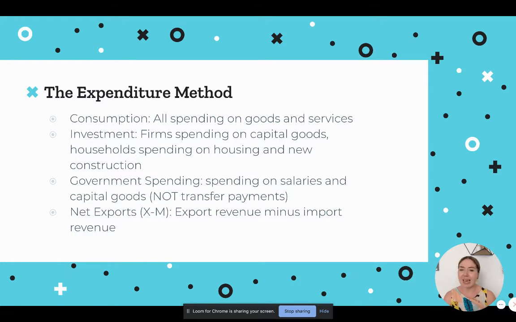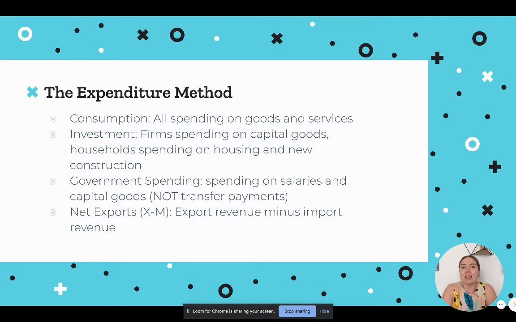Government spending, again, generally easy. It's the spending on salaries and capital goods. But you need to note it does not include transfer payments. So transfer payments are the payments that governments make to support the community. So that's payments like pensions to the elderly, disability pensions, welfare for people who are unemployed. That does not get counted because it's not considered output. Our economy isn't growing because of that money. That money may then go and get spent on goods and services, and that gets counted in consumption.